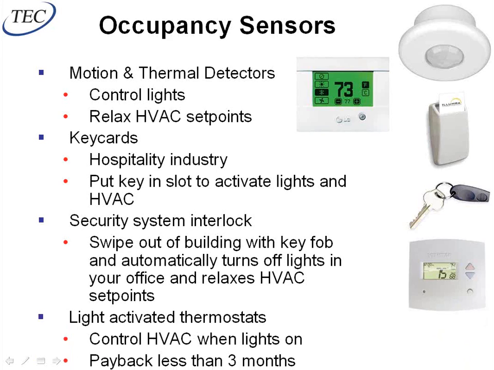I'll show you two. There's light-activated thermostats that have a photo cell on top of them. When the lights are on, the stat goes to occupied set points. When the lights are off, the stat goes to unoccupied set points, and also doesn't bring in any ventilation air. So if it's unoccupied, no vent air from outside. If it is occupied, we go to minimum vent position.